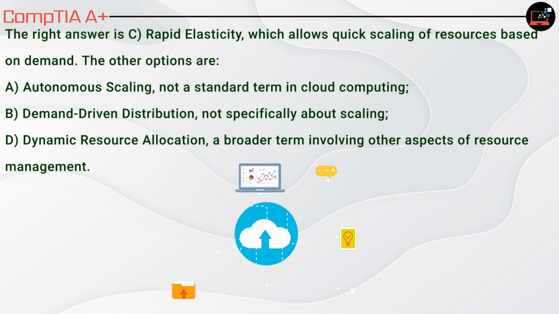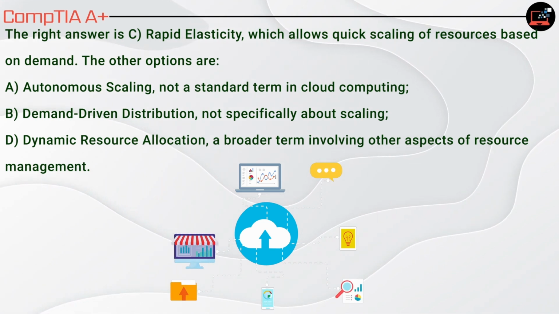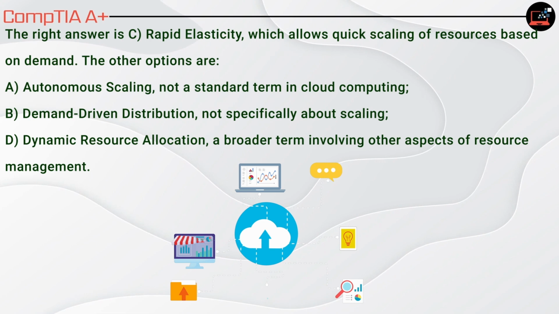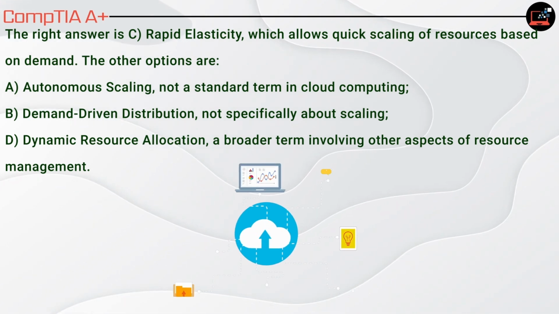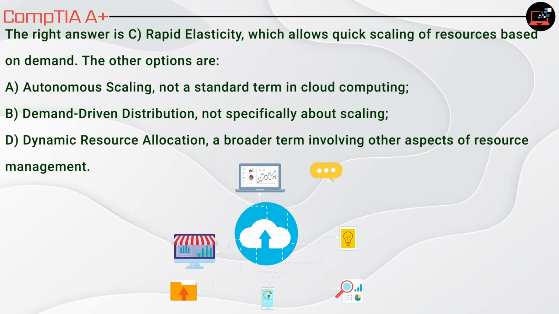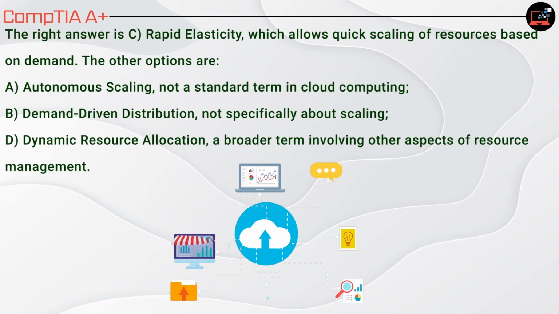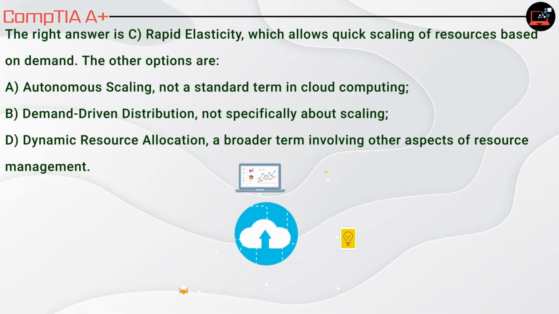The right answer is C. Rapid elasticity, which allows quick scaling of resources based on demand. The other options are A. Autonomous scaling, not a standard term in cloud computing. B. Demand-driven distribution, not specifically about scaling. D. Dynamic resource allocation, a broader term involving other aspects of resource management.